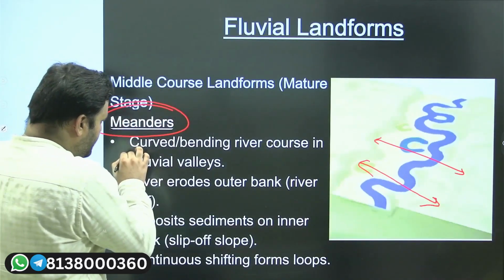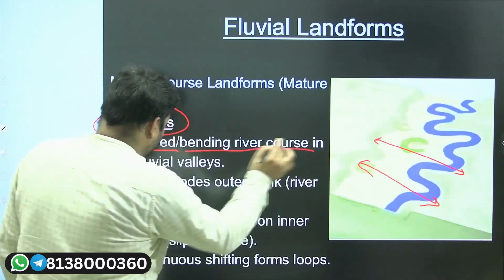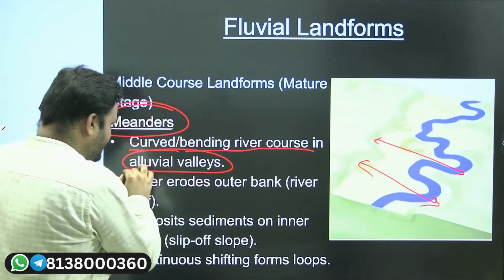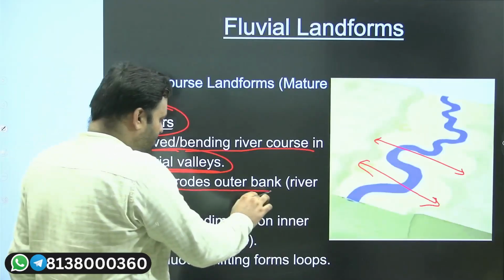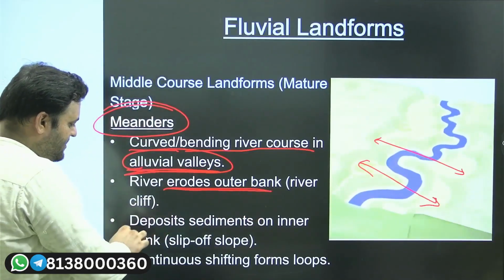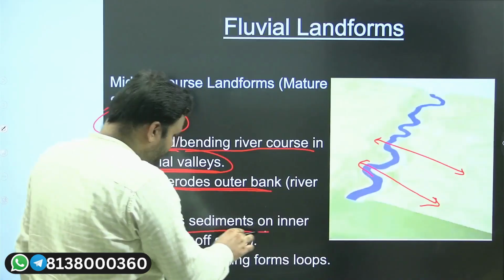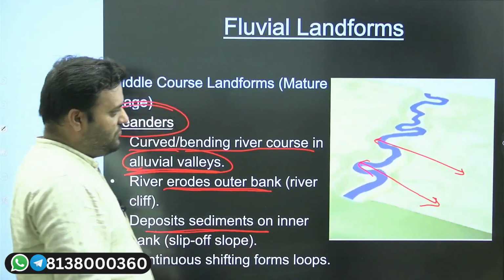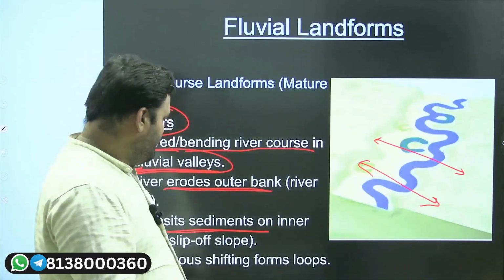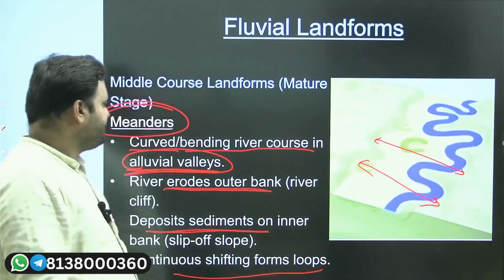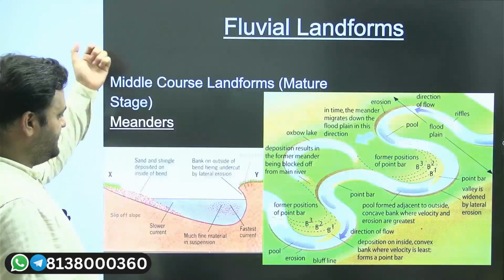So there is a curving and bending of the river course in alluvial valleys, in alluvial plains. When the river erodes the outer bank, and there is deposition of sediments on the inner slopes, as a result of this, meandering will take place. How will it take place? See.